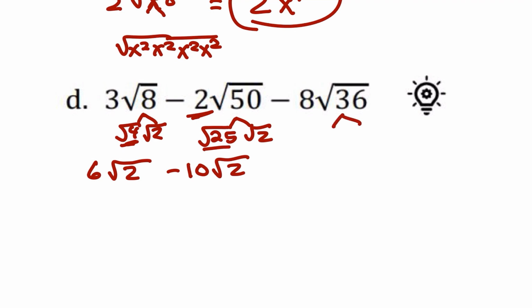This is a very common mistake where students will try to simplify the square root of 36 by breaking it down or finding a perfect square factor. But here's the thing. We know the square root of 36 already. We don't have to do any work. It's just 6, so we have minus the quantity 8 times 6, or just minus 48. And so our final answer will be negative 4 square root 2 minus 48.